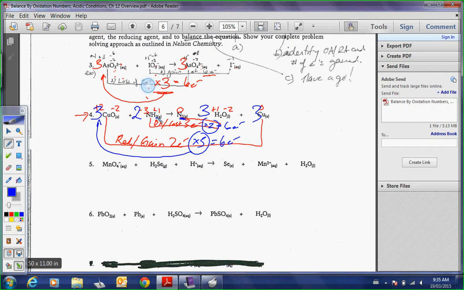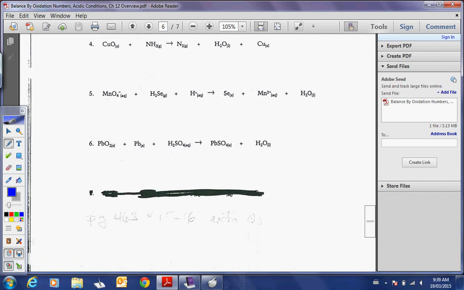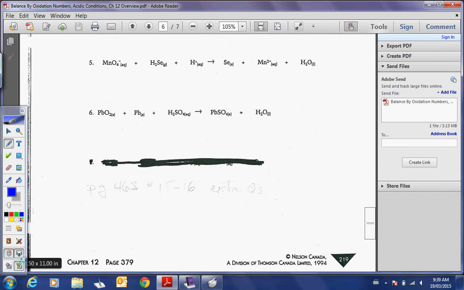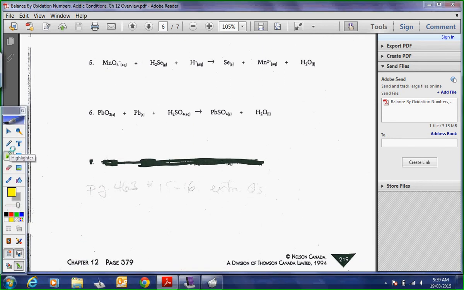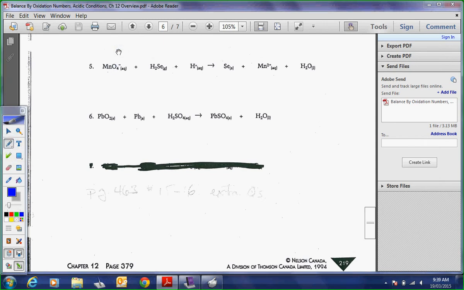Good, well done. Was there an issue on any of the others? Do you want me to do them all? Yeah. Do them all, okay. All right, so going down the page. So this should be -2. What's the oxidation number on Mn on this one? +7, right? Come on.